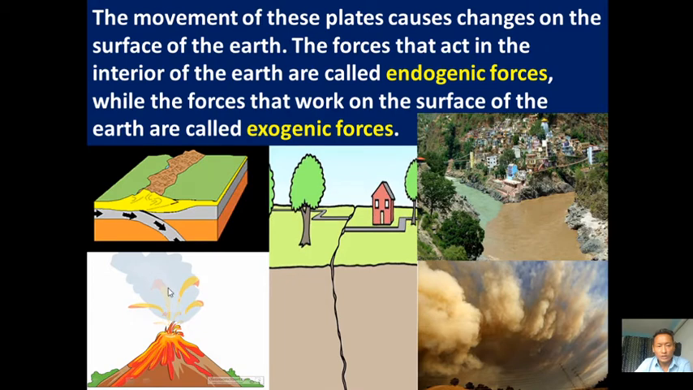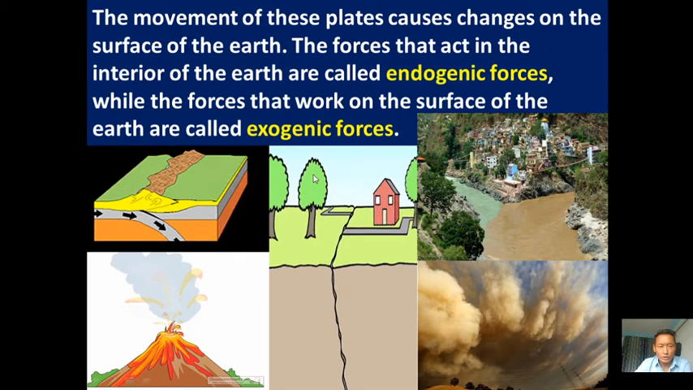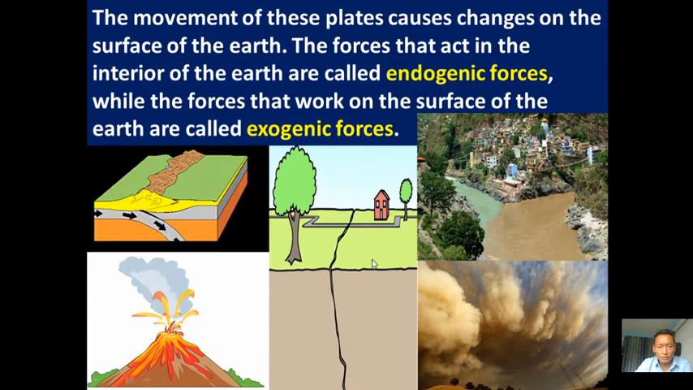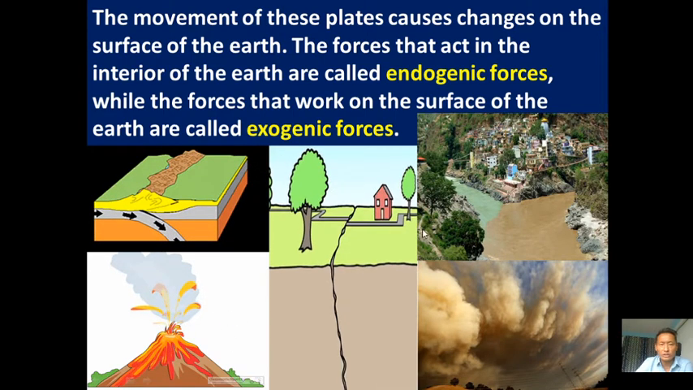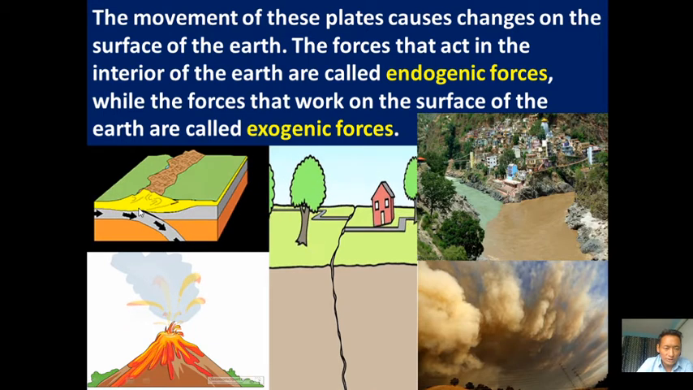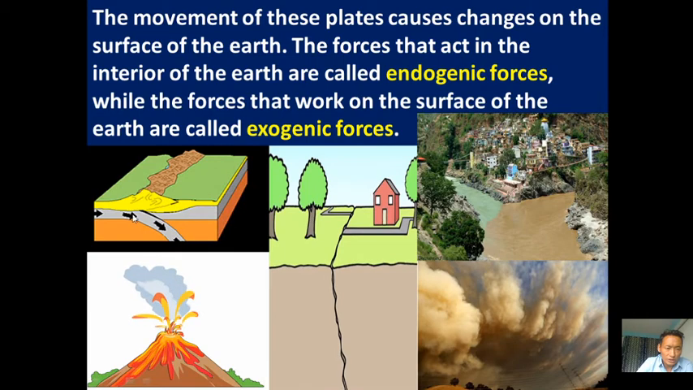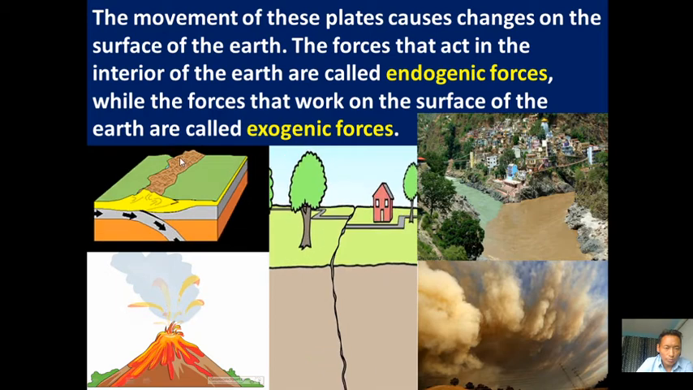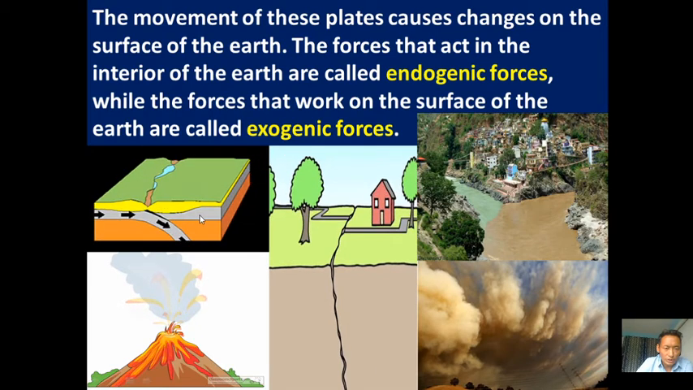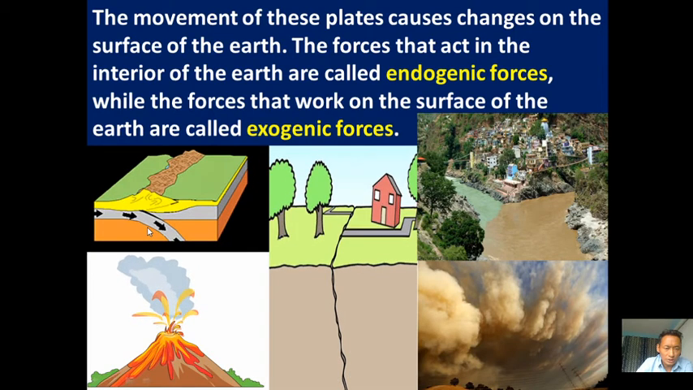Here we have different images. Here we are going to identify which are the endogenic forces and which are the exogenic forces. If we study the first image, two tectonic plates are converging together or colliding. Here we have a plate boundary. These two plates collide or converge together.